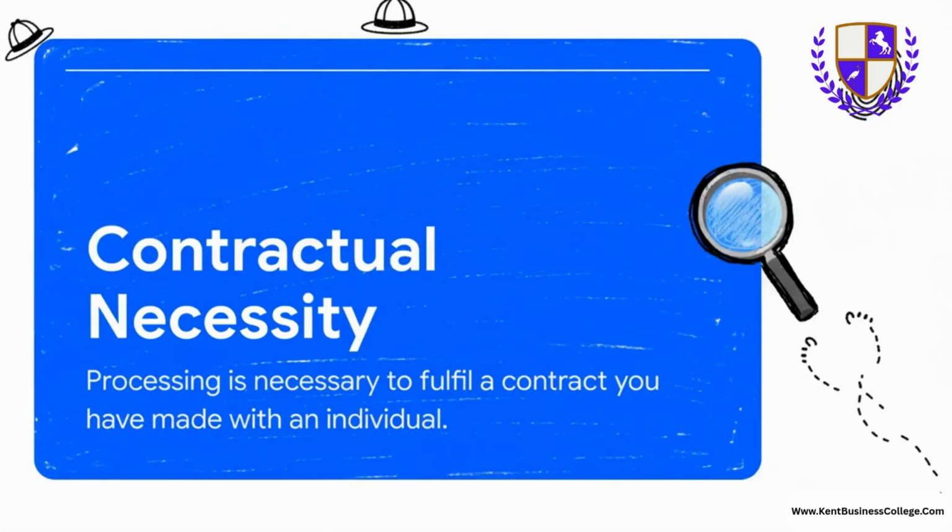Next up in our kit is what we call contractual necessity. This is your get the job done tool, plain and simple. You pull this one out when you absolutely, positively need to process someone's data to deliver on a promise, a contract you've made with them. It's super practical, no nonsense, and it's all about holding up your end of the bargain.